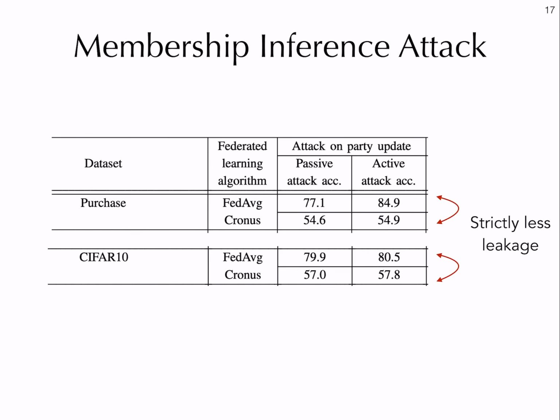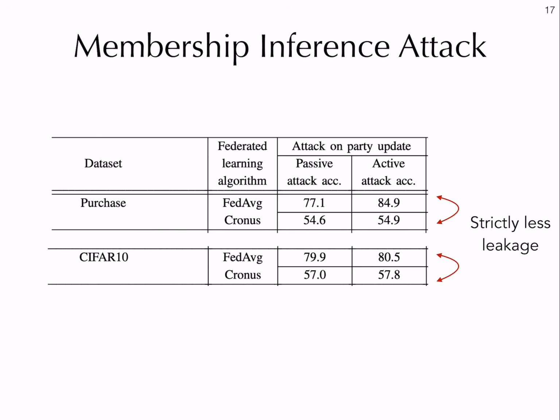Against membership inference attacks, again we'll see that Cronus has a much less information leakage about the training data compared to federated averaging. So federated averaging for these two datasets that we tested resulted in about 80% accuracy of inferring members of the training data, which is a huge number. And the membership inference accuracy for Cronus is around 55%. Note that 50% is the random guess, which is the best privacy case.